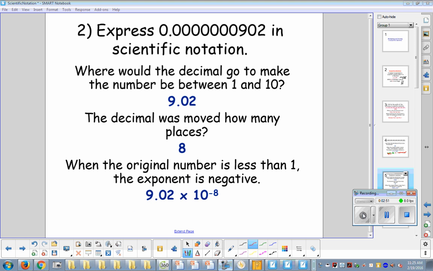Express this in scientific notation. So we need to move our point between 9 and 0. So I have to move this point right here 1, 2, 3, 4, 5, 6, 7, 8 times. So it will be 9.02 times 10 raised to 8. The sign of the exponent depends on your original number. Since this one is less than 1, then the exponent should be negative. Okay, another example.